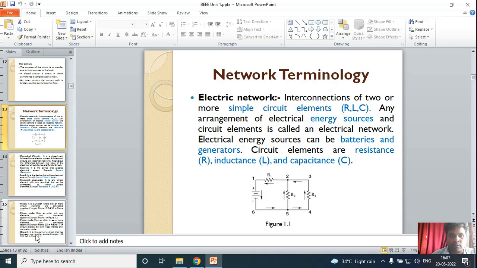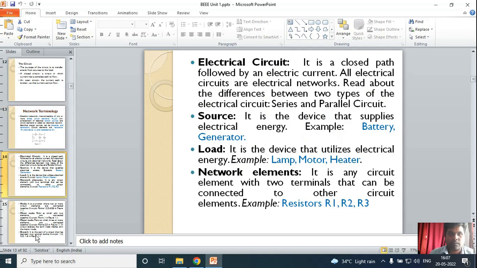Then what is meant by an electrical circuit? An electrical circuit is nothing but a closed path followed by an electrical current. All electrical circuits are electrical networks. Then the different types of electrical circuits are series and parallel circuits.